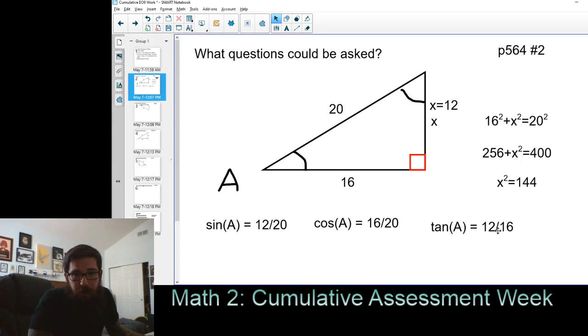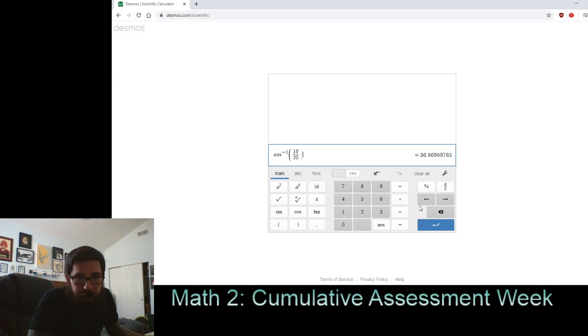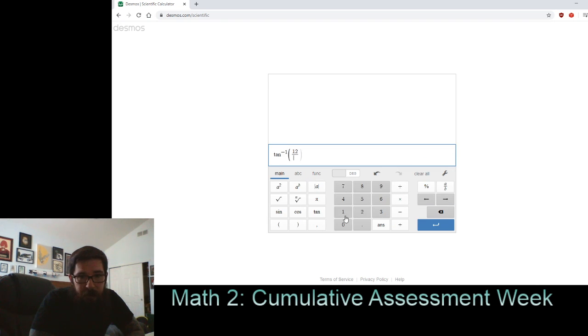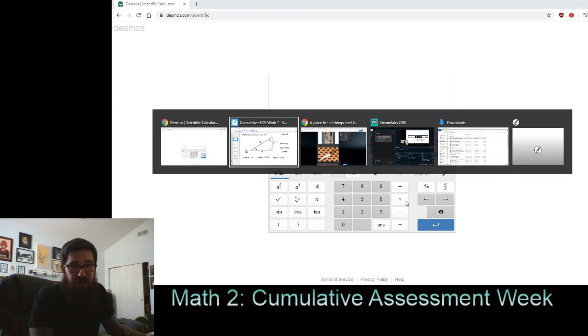And our last one was tangent of A was 12 over 16, so I could do inverse tangent of 12 over 16. I'm going to do inverse tangent of 12 divided by 16. Hey, it's 36.9 degrees. It doesn't really matter.